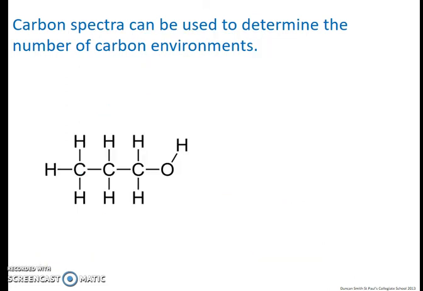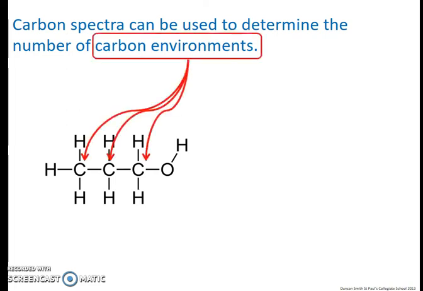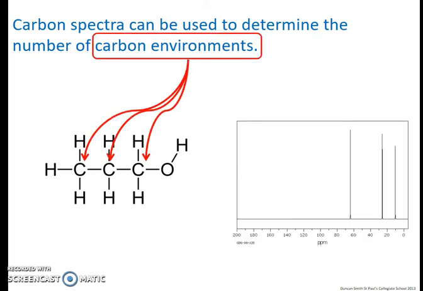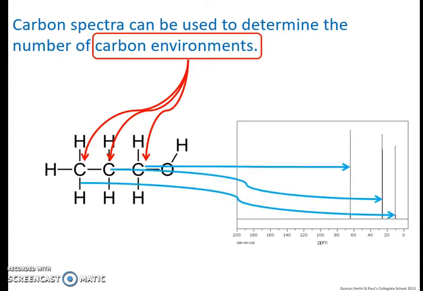So let's have a look at the next one. Here we have propanol. And propanol has 3 different carbon atoms. The first carbon, the one that's attached to the hydroxyl group, has 2 carbons and an ethyl group attached to it. The second carbon has 2 hydrogens, a methoxy group and a methyl group. And the third carbon has 3 hydrogens and an ethoxy group. So all 3 carbon atoms have different carbon environments. And so we see a spectra which has 3 distinctly different peaks.